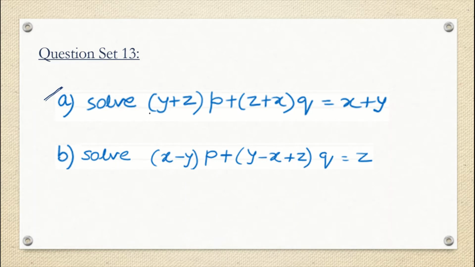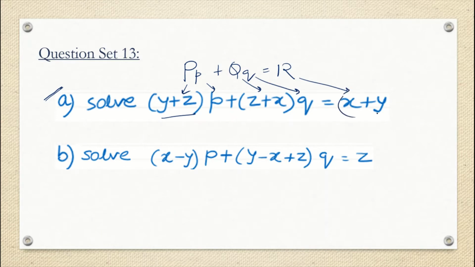Again the method is the same. We will first check whether this is in the form of capital P p plus capital Q q equals capital R, and only then think about which method to apply. Yes, this is my capital P, this Q is already present, and then R is there. When we have R, we don't have p and q. So we understood that this form is Lagrange's partial differential equation form.